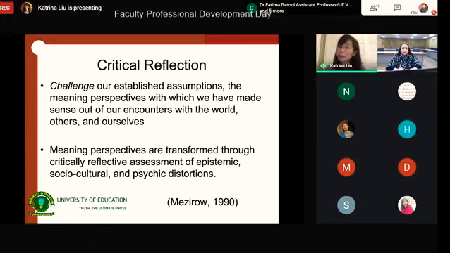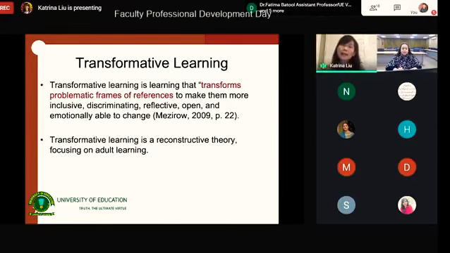Critical reflection, according to Mezirow, is a process of challenging our established assumptions, the meaning perspectives with which we have made sense out of our encounters with the world, others, and ourselves. And the meaning perspectives are transformed through critically reflective assessment of epistemic, sociocultural, and psychic distortions. And critical reflection is important to make transformative learning happen.